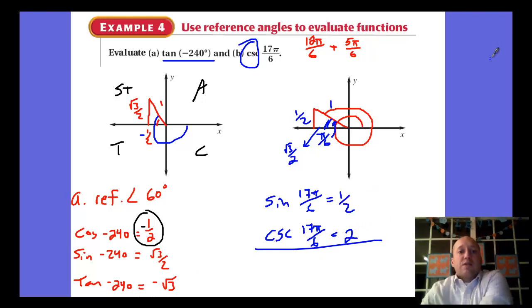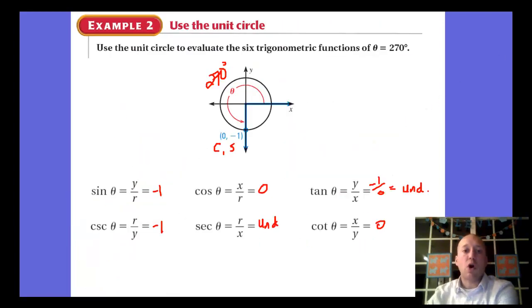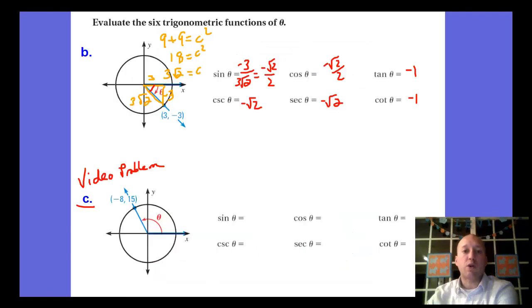So that'll be it for 13.3. Knowing how to find a reference angle, so you can use your unit circle values to evaluate the trig function, and then being able to draw it given any point on the coordinate plane.